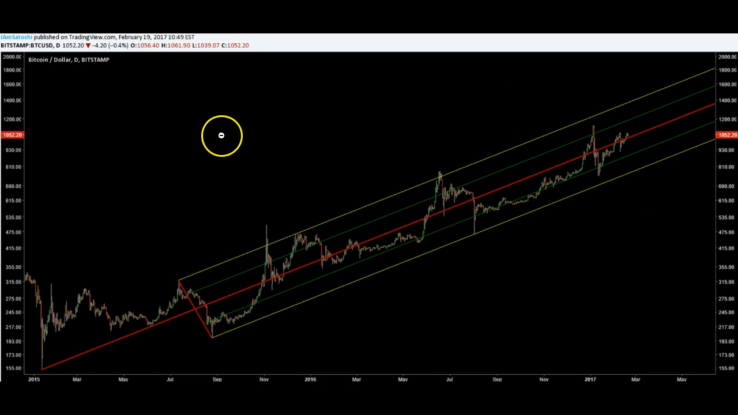Here is Big Daddy Pitchfork. You can see based on the median line, which is like return to mean of the trend, we're right where we should be for this time period. So that's good. I'm not expecting any wild moves one way or the other until we get momentum, like I keep saying. We are right where we should be.